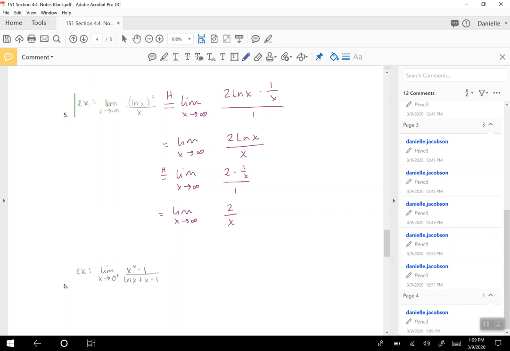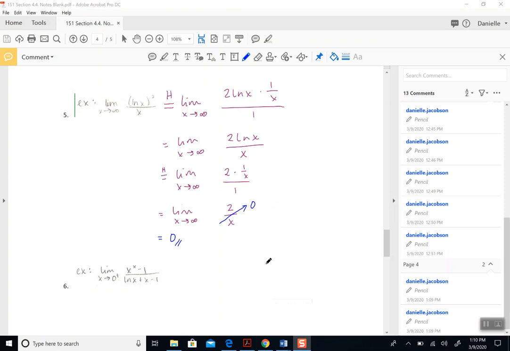At this point, I can clearly see what's going on. If x is going to infinity, I'm dividing a constant by a very large number, which, hopefully you recall, tells us this is going to 0. So my limit here is 0.